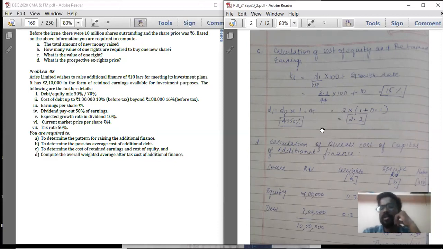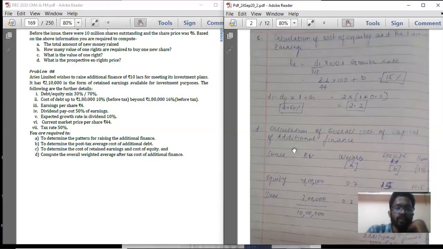So come to the formula above. D1 is 2.2 divided by current market price, MP is equal to NP. I have told you market price is nothing but net profits. So current market price is 44. 2.2 divided by 44 into 100, close the bracket, plus 10, that is growth rate. So you are getting 15%. 5 plus 10, that is 15%. So cost of equity is 15%. With that we have calculated cost of retained earnings and cost of equity, that is 15%.